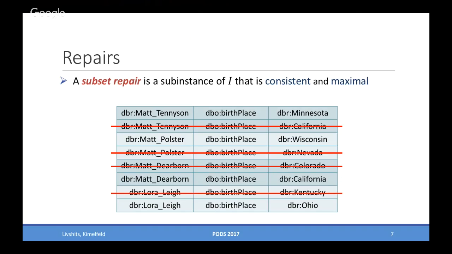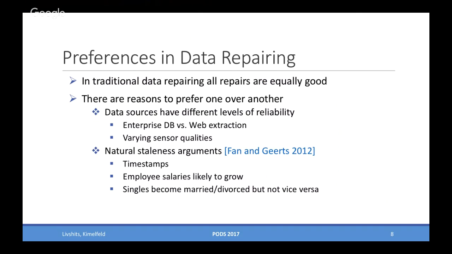And that's where preferences come into the picture. In traditional data repairing, all of the repairs are equally good, and that's why we have to consider all of them. However, there are cases where we may prefer one repair over another. It may be the case, for example, when we're integrating data from different data sources and we consider one of them more reliable than another one. Another example is when we have timestamps and we prefer the most recent data, and so on.